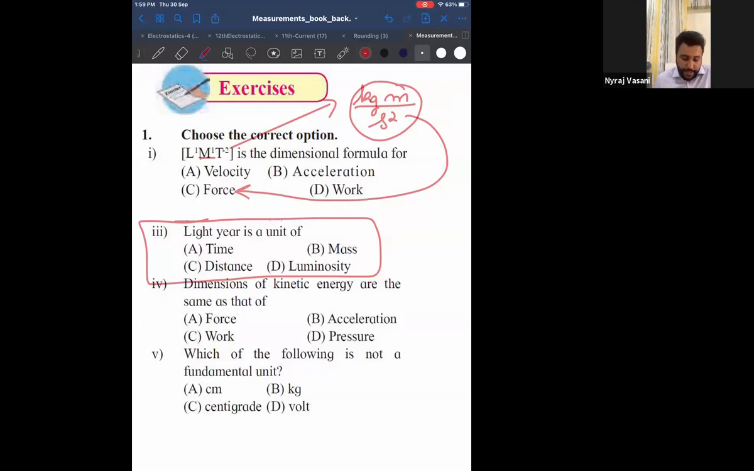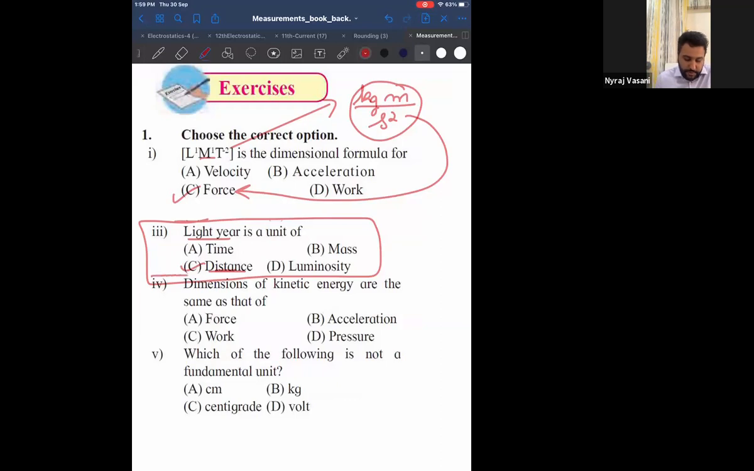Answer will be distance. Can I say light year will be the unit of distance? Because what is light year? Distance traveled by light in 1 year. Therefore, light year will be the unit of distance. Therefore, first one answer is C. Second one also answer is C. Did you get it? Okay.